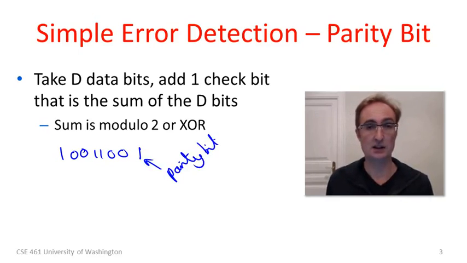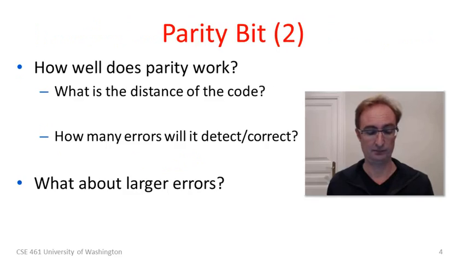Great, that's essentially parity. And you can check the computation at the receiver. You would go through and add them all up again, except for the parity bit, and see if they're equal, or you could just add everything together including the parity bit and you should get 0 out by design. How well does this parity code work?